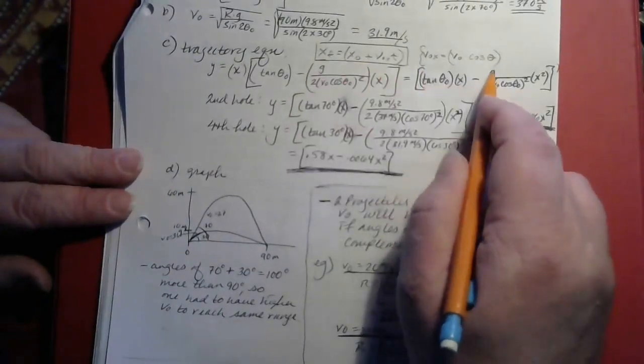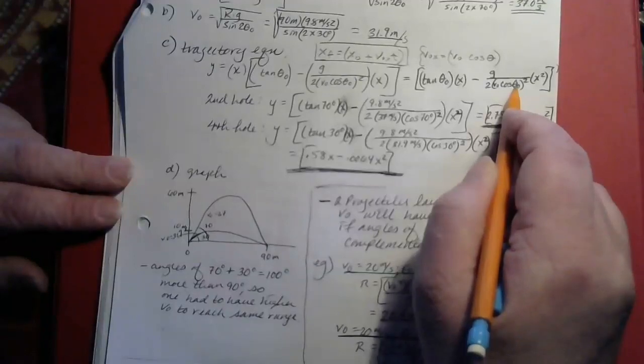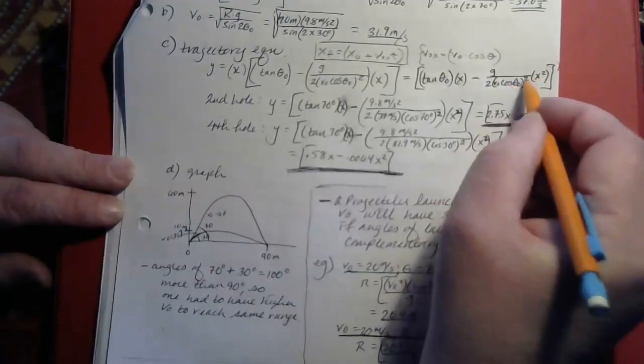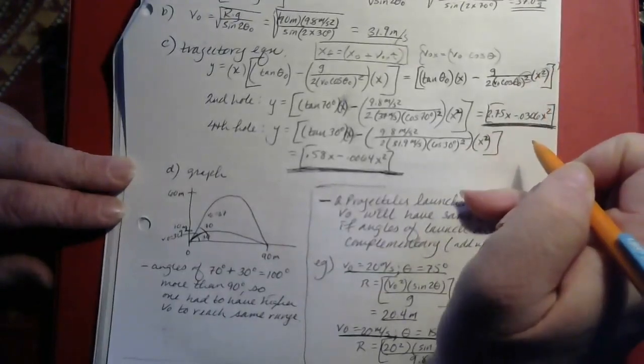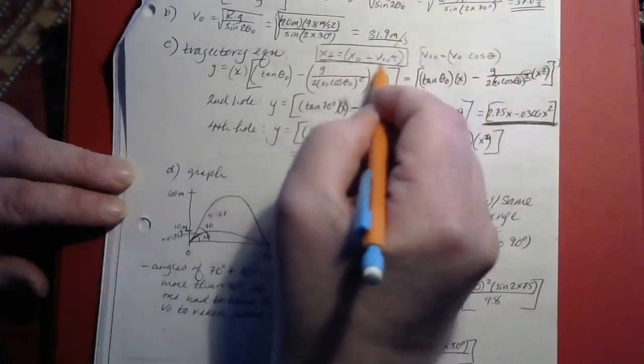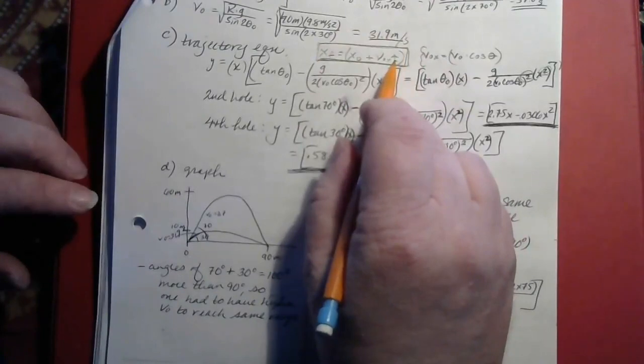And that will be minus g over 2 times the original velocity times cosine theta squared, don't forget that, times x squared. And again, the x's just come from this equation here. And there's where time comes into it, right there.